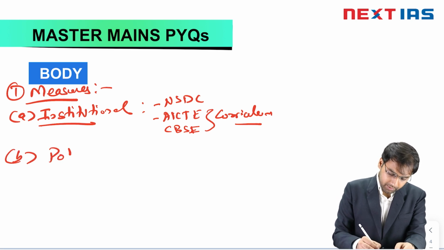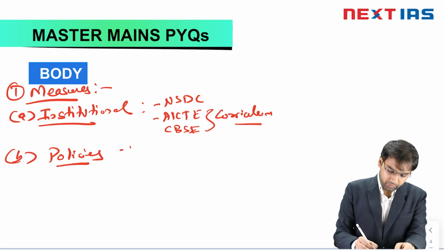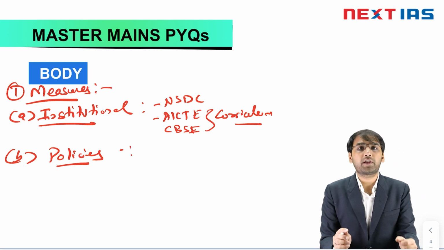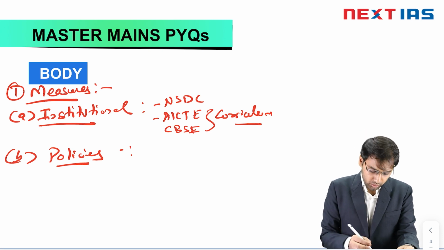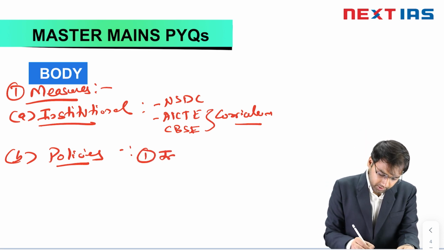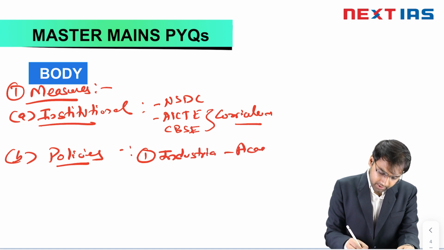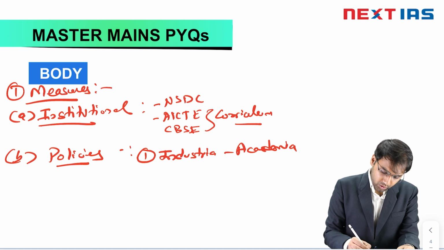Now other measures that can be taken from the policy point of view. What we need is an effective policy to match the skills and requirements of the industry. So what we need is industry-academia coalition.